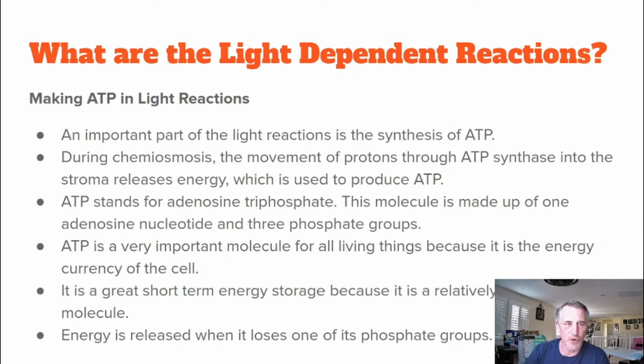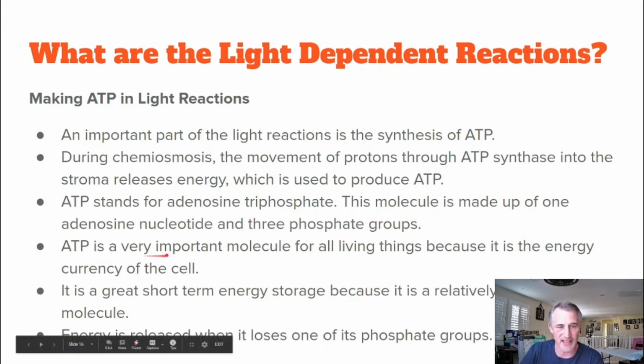All right, moving on. Making ATP in the light reactions: an important part of the light reaction is the synthesis of ATP. During chemiosmosis, the movement of protons through ATP synthase into the stroma releases the energy. So the one enzyme that's mentioned is ATP synthase, and that's where ATP is produced. Now, what is ATP? ATP is adenosine triphosphate. Think of this molecule as an energy molecule. Sometimes they call it an energy currency.